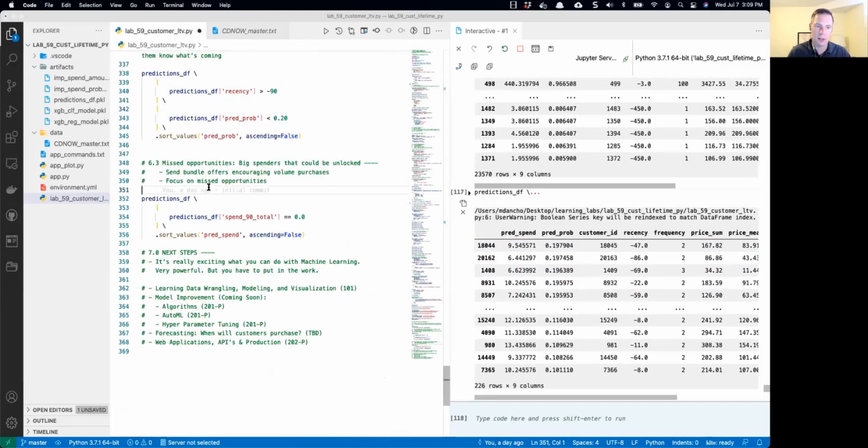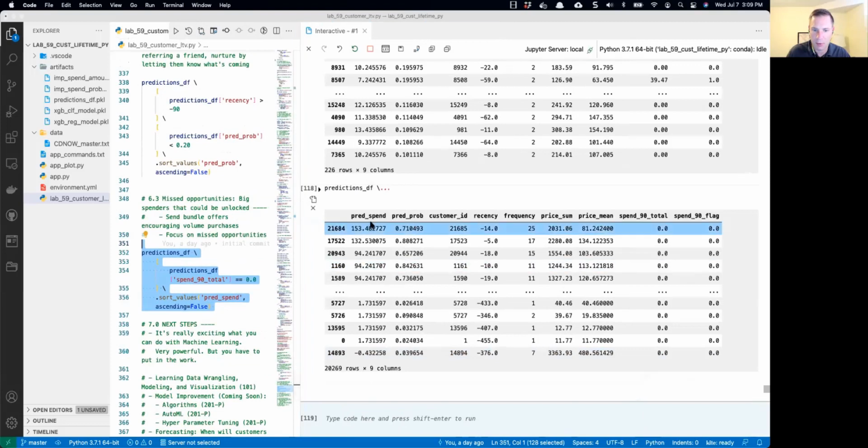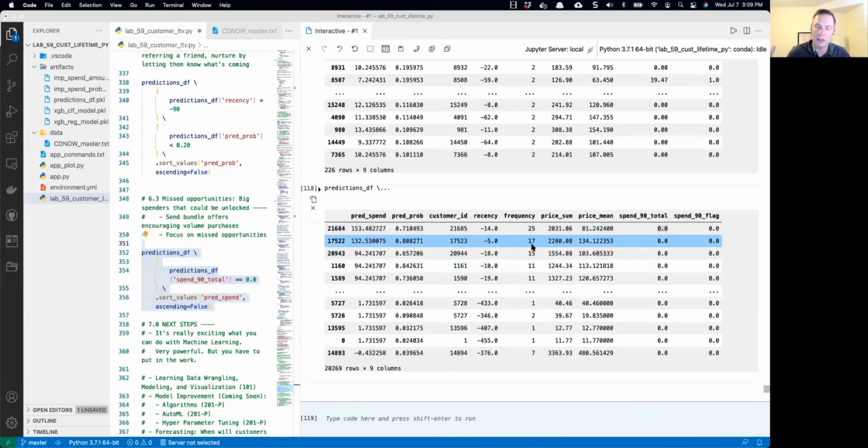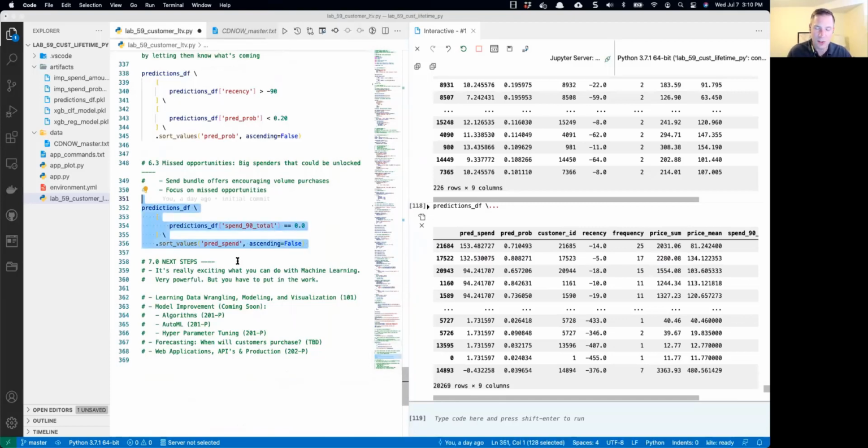And then the missed opportunities. These are the big spenders that we have. Our model believes that they should be buying. For example, this person here, customer ID 21685, was predicted to spend $153, but they didn't spend any money. These are the people that we really want to focus in on, because this population represents a lot of money sitting on the sidelines that we could potentially generate revenue from, just by sending them a well-timed email that reinvigorates their spending. So that's the power of this stuff.